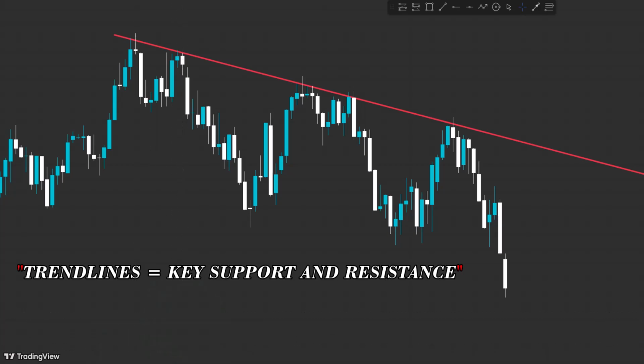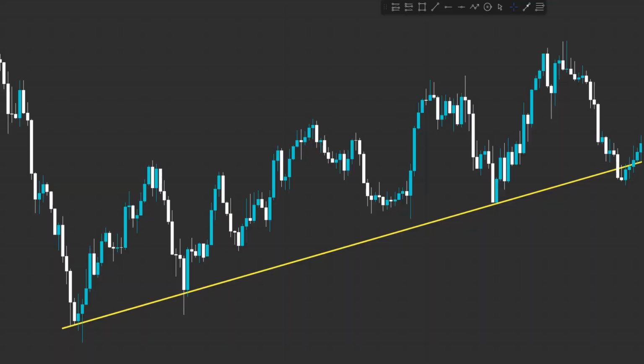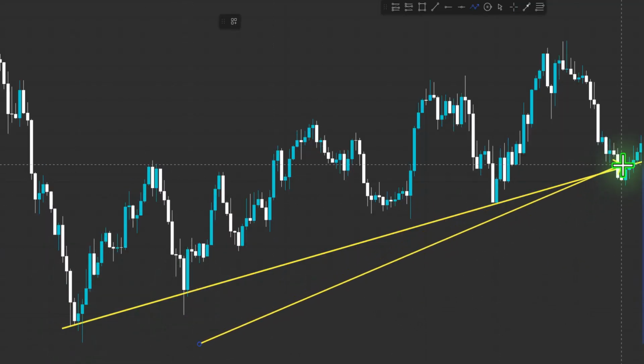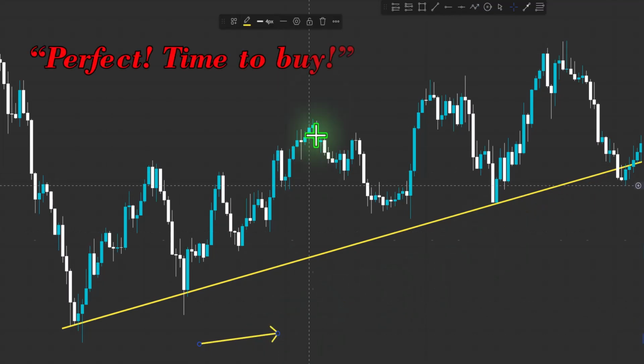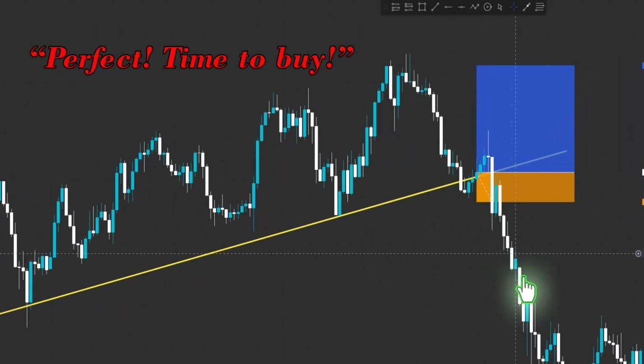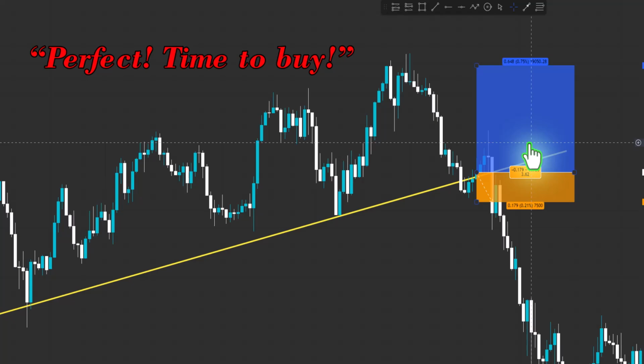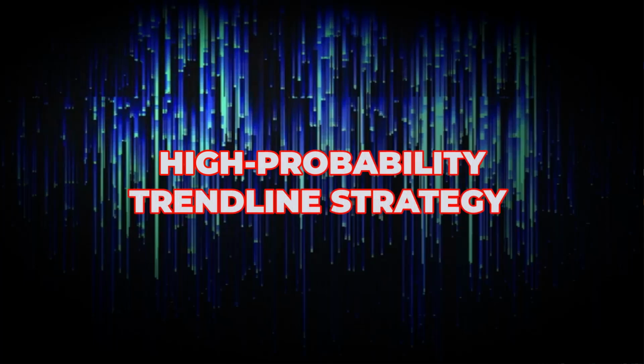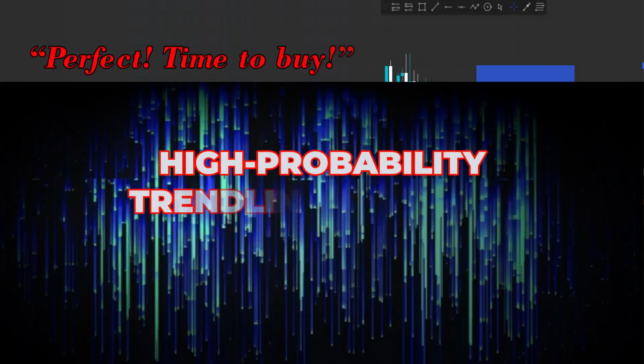Just because the price has bounced before doesn't mean it always will. Look at this example. The price respected the trend line in the past, and now it's touching it again. So you might think, perfect, time to buy. But instead of bouncing, price breaks right through. If you had blindly entered a buy trade here, you'd be taking a loss. And that's exactly why you need a better approach, one that filters out false signals and only gets you into high probability trades.